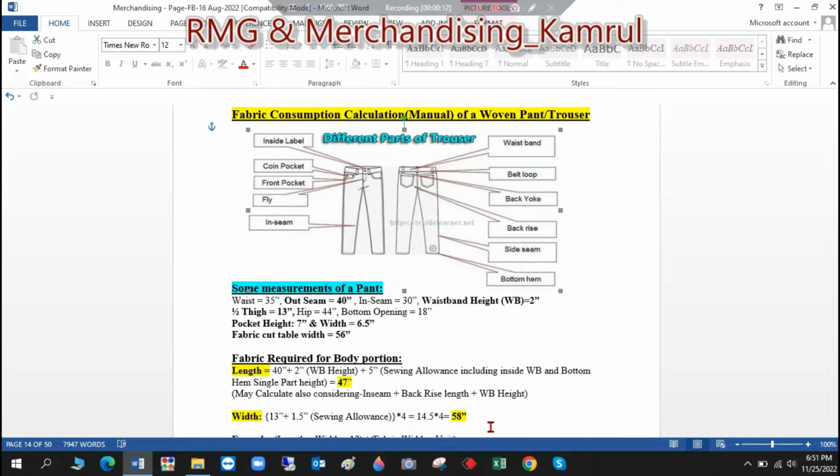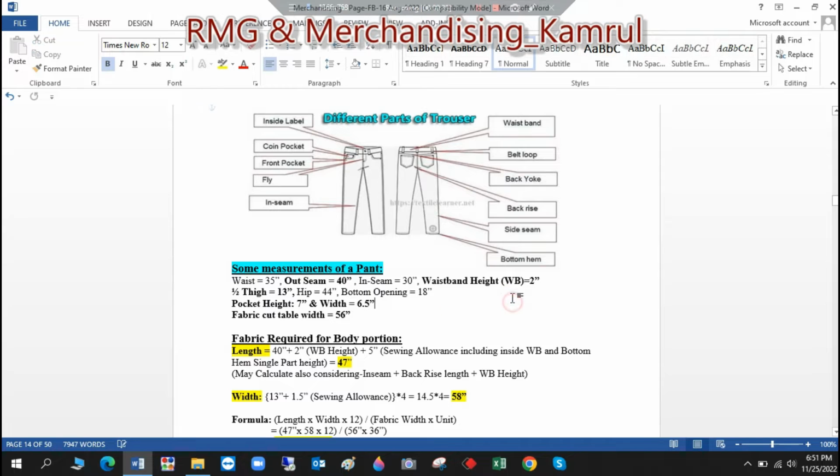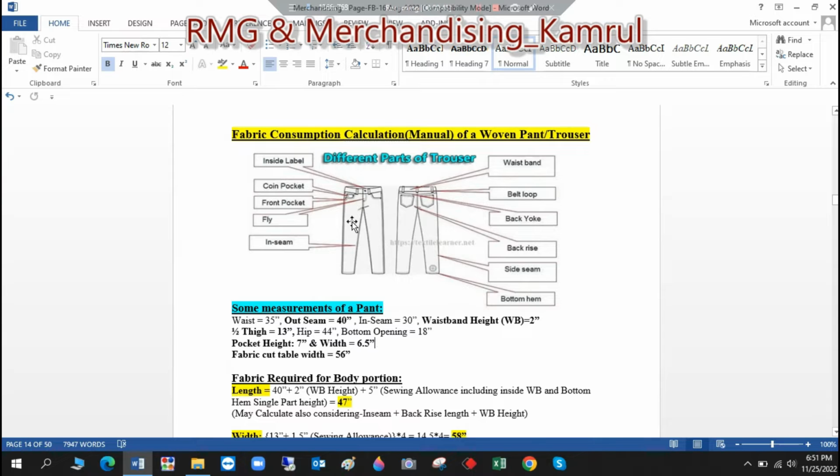or trouser. Dear friends, I think you can see my page. Here one spec is given, the front side and back side of a pant, and the names of different parts of that pant are also given, like waistband, belt loop, back pocket, coin pocket, out seam, in seam, back rise, front rise, and some measurements are also given. These are important measurements required for making the fabric consumption calculation.